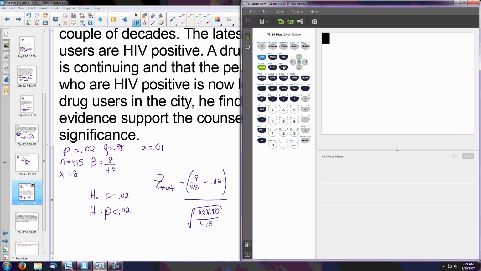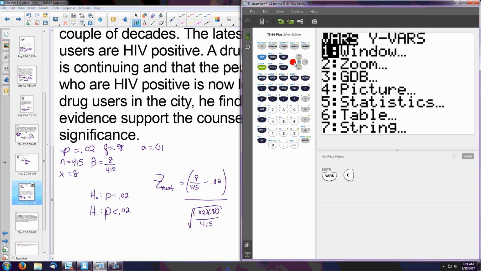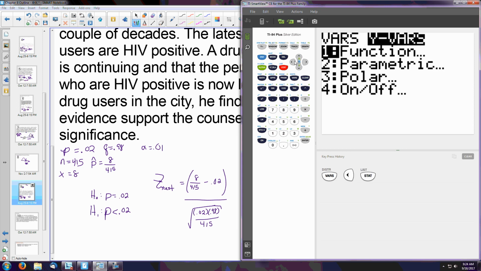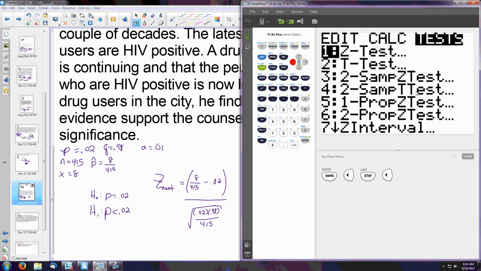To use your test function in the calculator, and this will just give you the number for your test statistic, you don't have to try and type that in. You're going to go to your stat tests and look for the one proportion z-test. For us, it will only ever be one proportion.